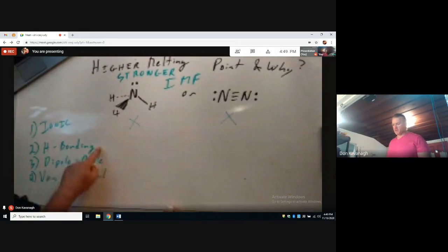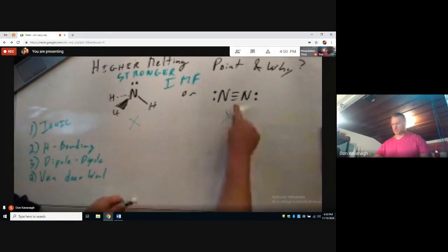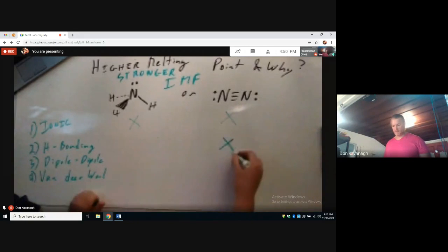Hydrogen bonding. For a compound to be able to participate in hydrogen bonding, it has to have a hydrogen present. That hydrogen has to be bound to a nitrogen, oxygen, or a fluorine. If the hydrogen's bound to a carbon, no dice. And there has to be a lone pair of electrons present. This dinitrogen here doesn't have hydrogen present, so it cannot participate in hydrogen bonding.